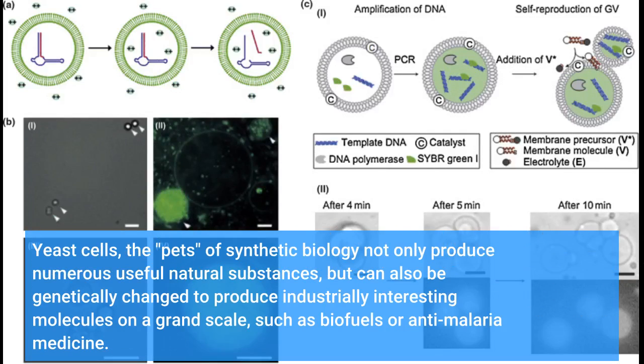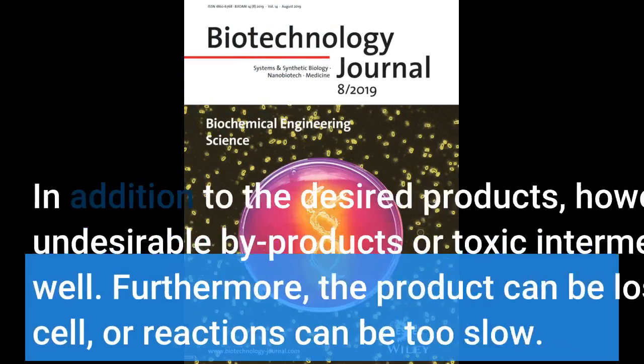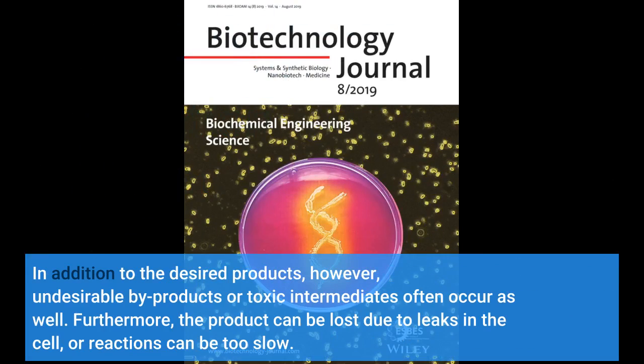Yeast cells, the pets of synthetic biology, not only produce numerous useful natural substances, but can also be genetically changed to produce industrially interesting molecules on a grand scale, such as biofuels or anti-malaria medicine. In addition to the desired products, however, undesirable byproducts or toxic intermediates often occur as well. Furthermore, the product can be lost due to leaks in the cell, or reactions can be too slow.